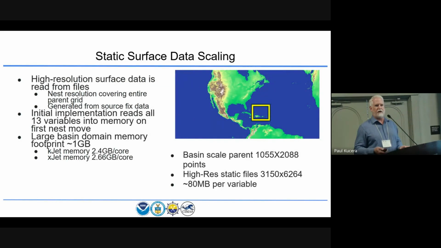The main one that was really important to do at the beginning of the season is we found that the static surface data at high resolution that we were reading in grew as we went to the basin scale. The amount of data that we had to read in was 13 different variables. And for that large domain, the memory footprint ended up consuming about a gigabyte of memory per process. When we look at what was available on JET, there's only about 2 and a fraction gigabytes per core. So we're using an awful lot of the memory on just the static data that really isn't being used immediately.